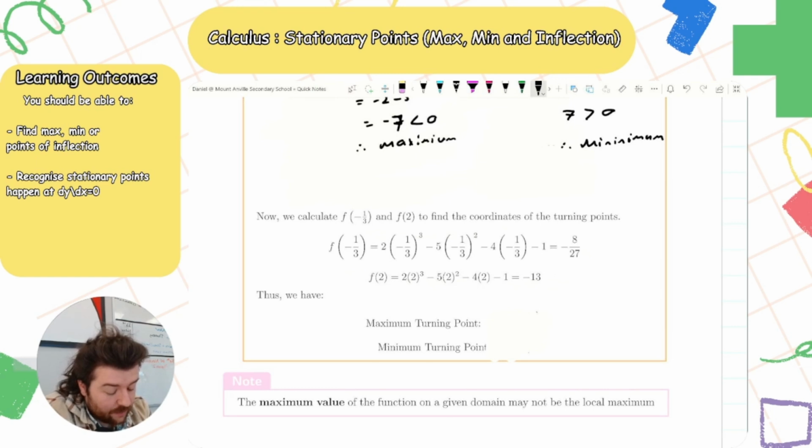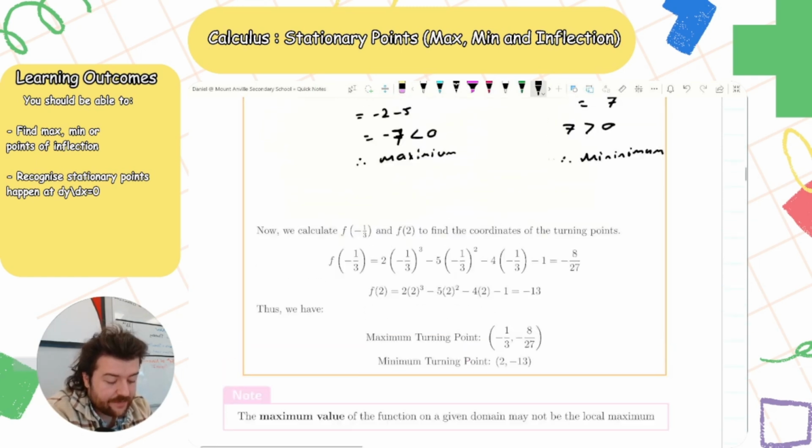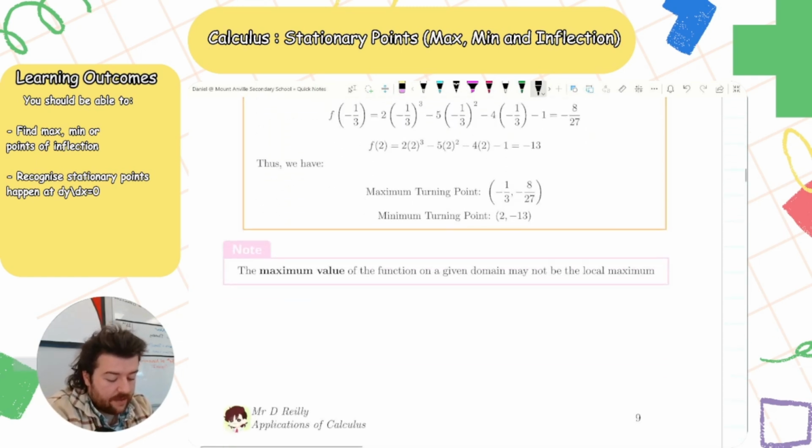And I get minus 13 when x is equal to 2. So my maximum turning point will be (-1/3, -8/27), and my minimum turning point will be (2, -13). That is how to define maximum and minimum points.